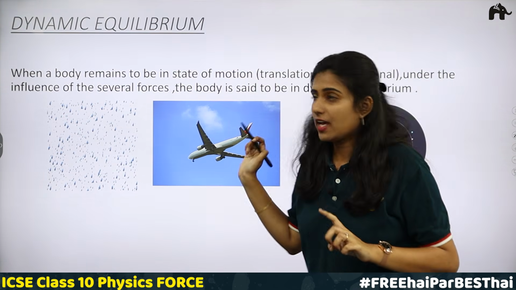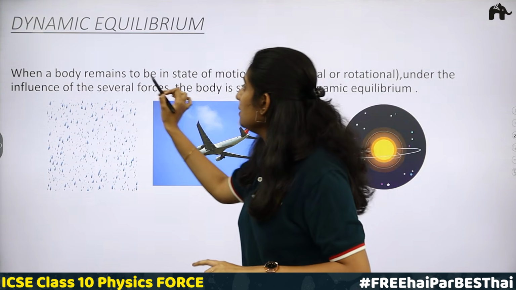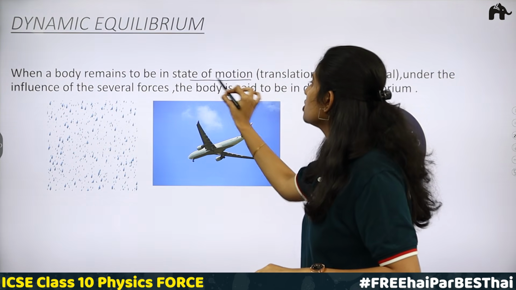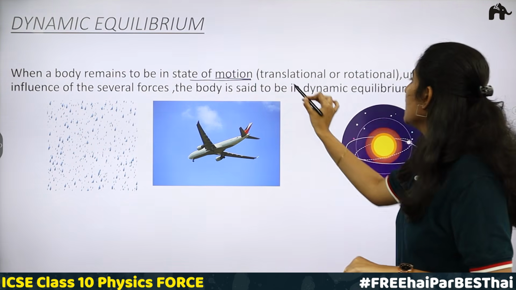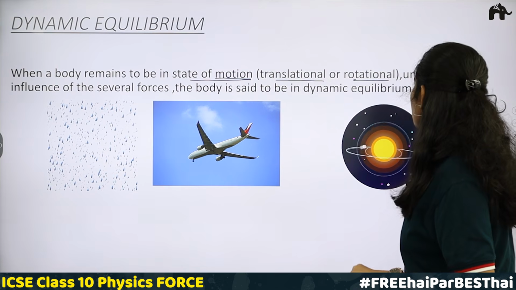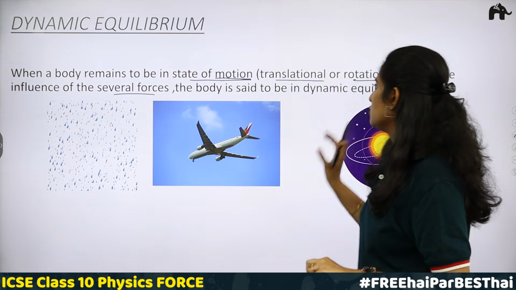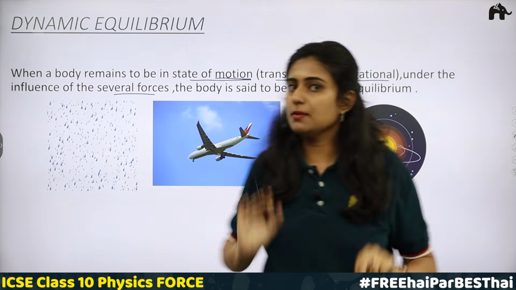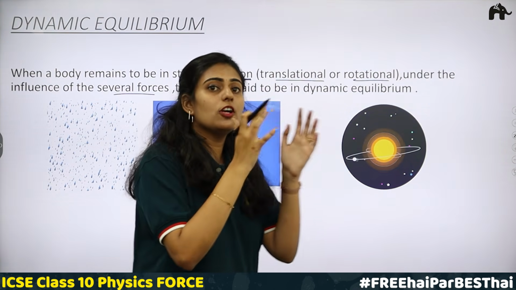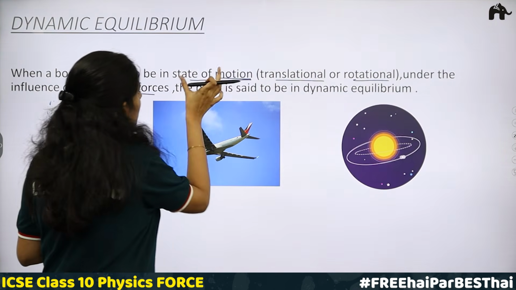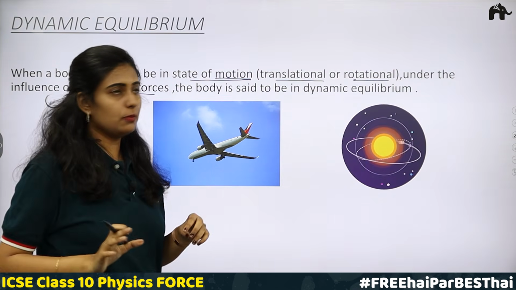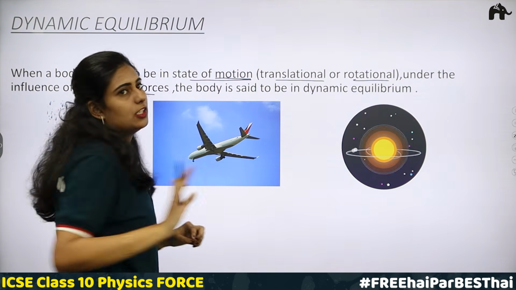Now take the case of dynamic equilibrium. When a body remains in a state of motion, it can be translational or rotational, under the influence of several forces, the body is said to be in dynamic equilibrium. This is the main difference. In static equilibrium, the body will be at rest. When it comes to dynamic equilibrium, the body will be in a state of motion.